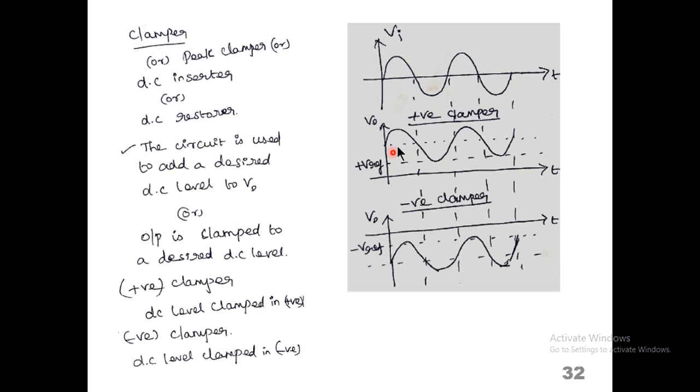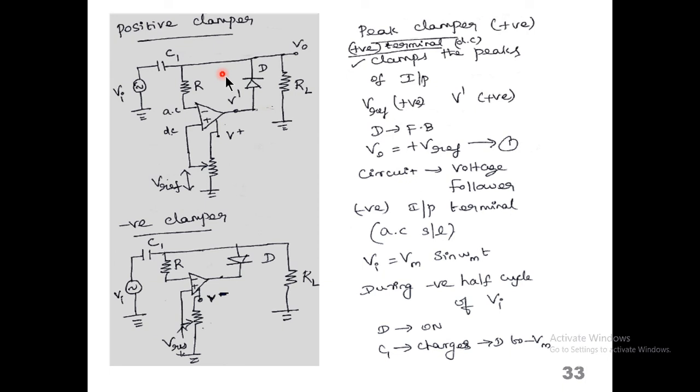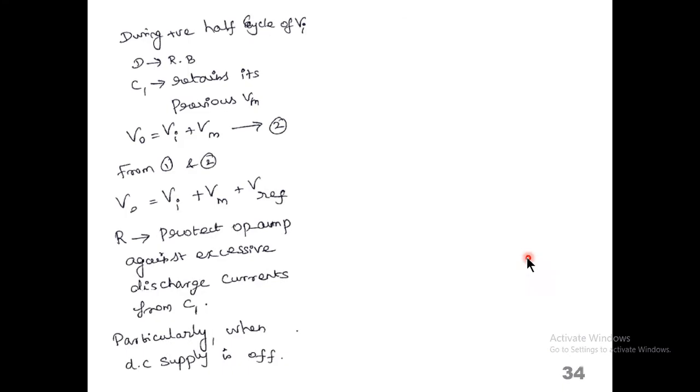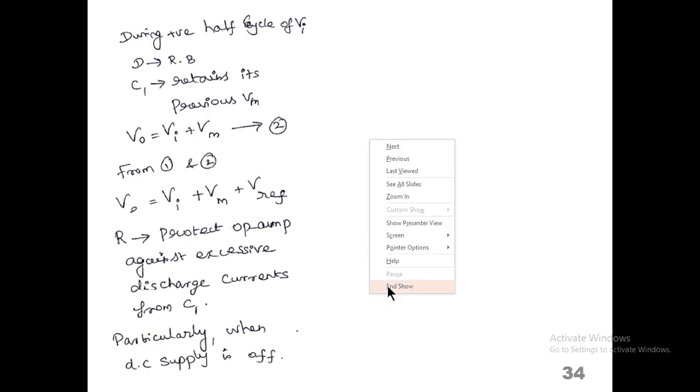So the clamping is decided by the reference voltage. This is the positive clamper circuit, and this is the negative clamper circuit, depending on the direction of the diode. So this is about clippers, clampers, and the peak detectors.